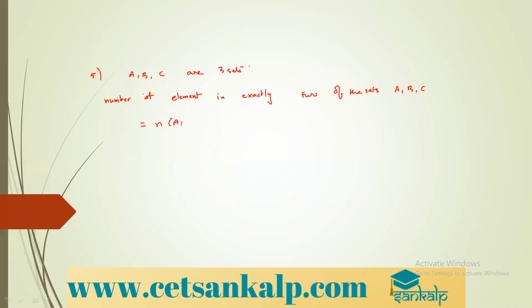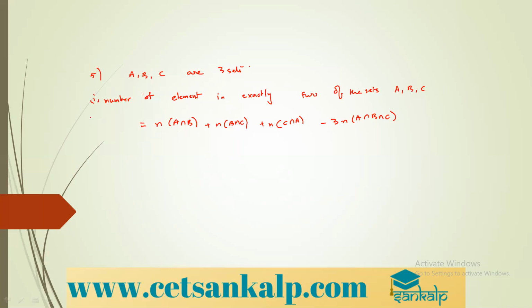Number of elements in A intersection B plus number of elements in B intersection C plus number of elements in C intersection A minus 3 times the number of elements in A intersection B intersection C.